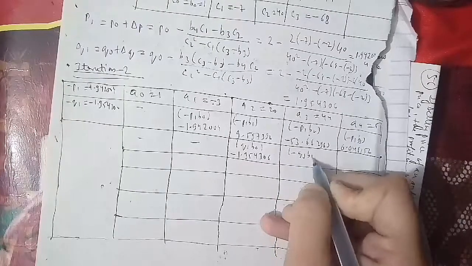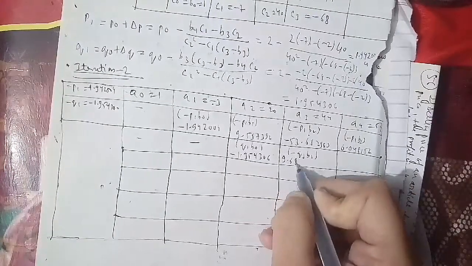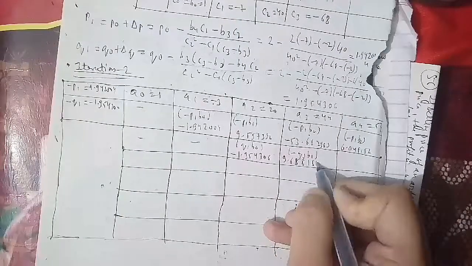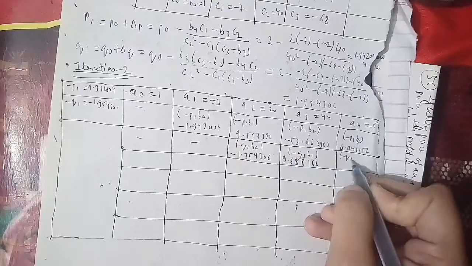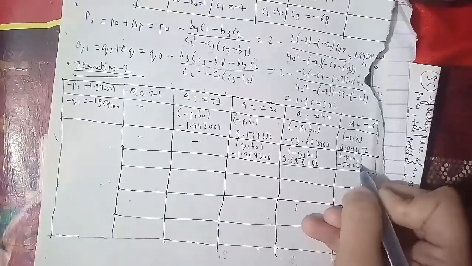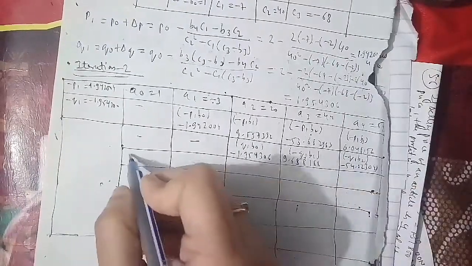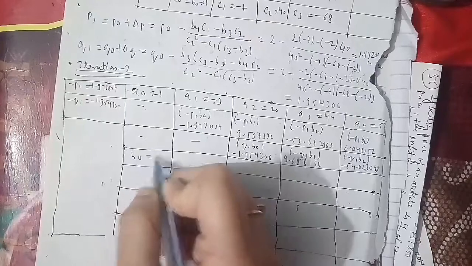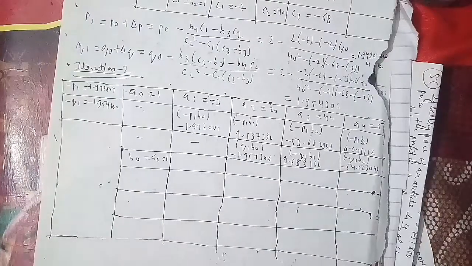Minus Q1 B1 equals 9.6858188, minus Q1 B2 equals minus 54.023049. B0 equals C0 A0 equals 1.